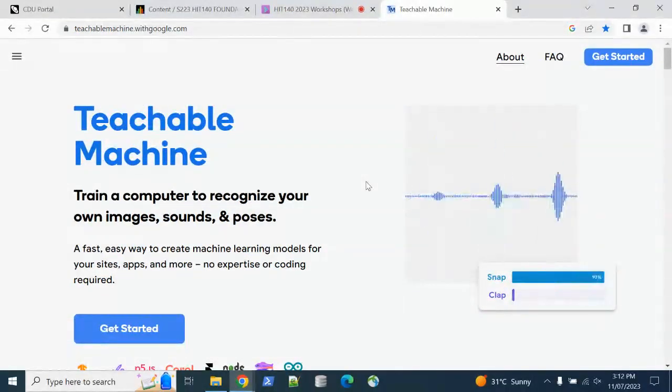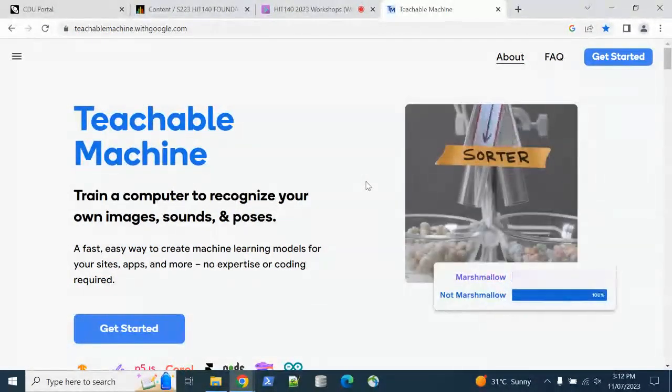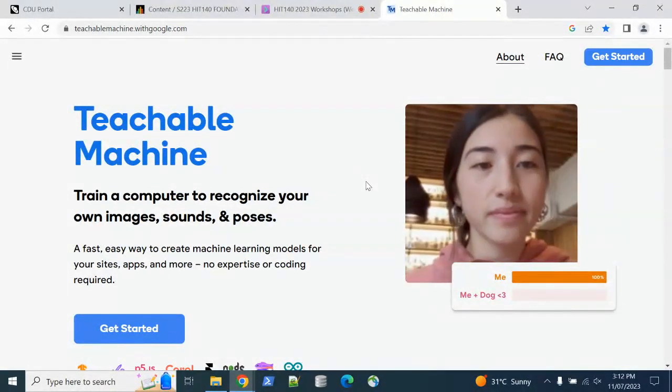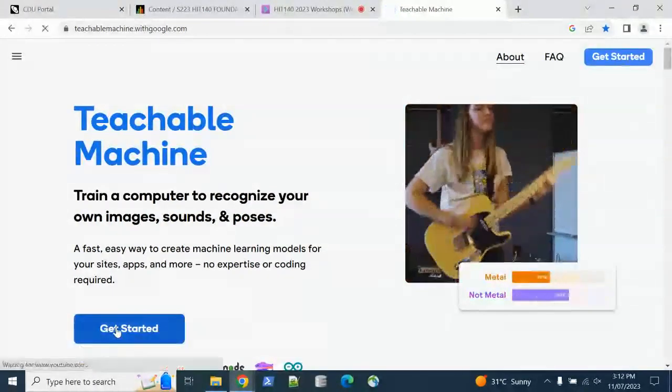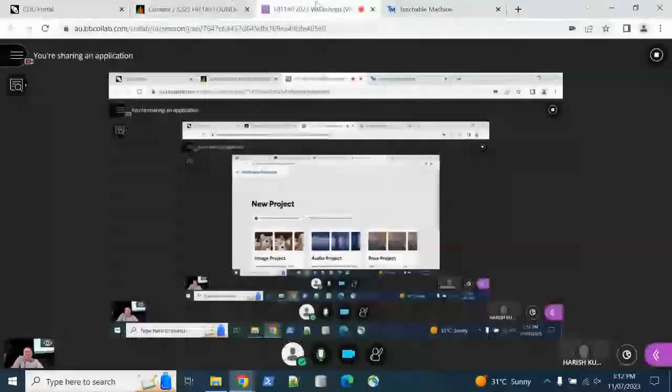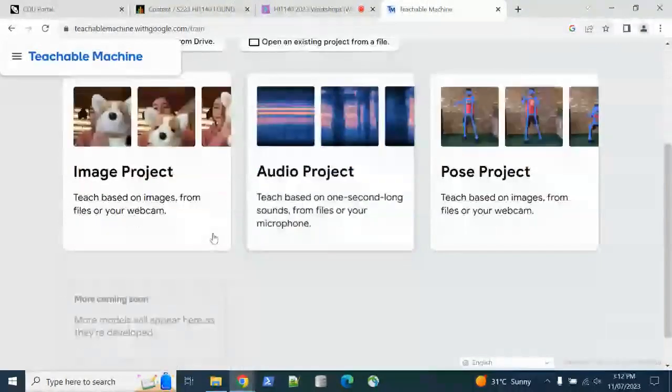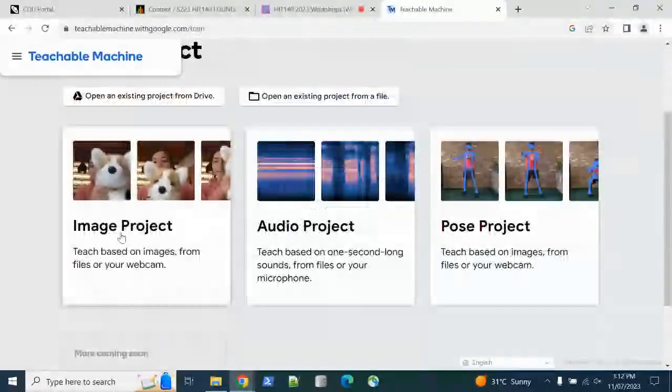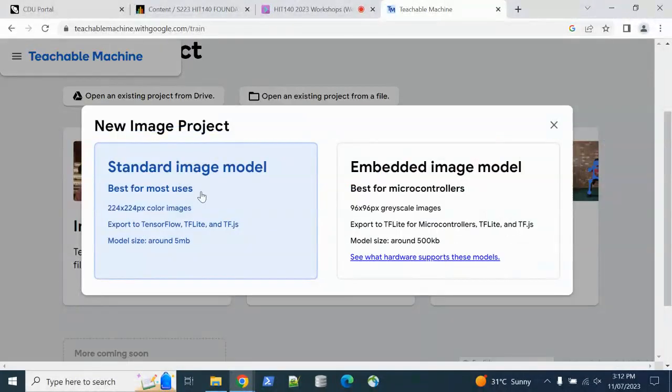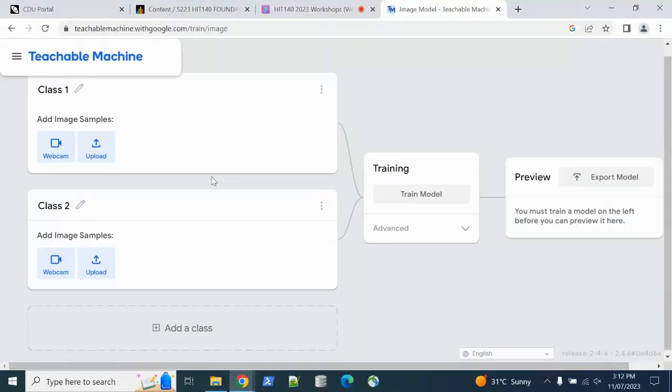In other words, if I show this image to the computer, it can say, "Oh, this is an apple." It tries to predict this is an apple. So I'm just going to show you how this works. I'm going to choose the image project because that's the one that I've used before. Standard image model.